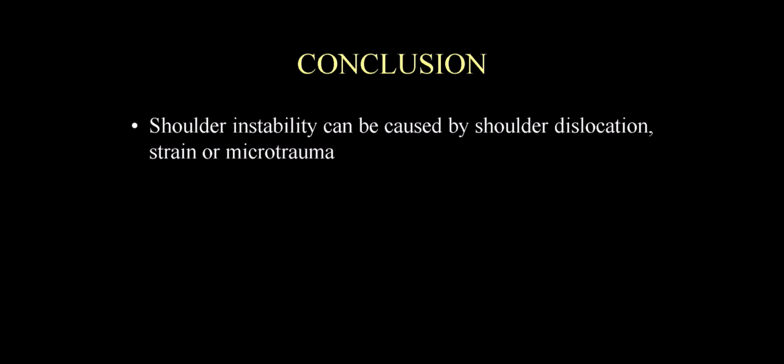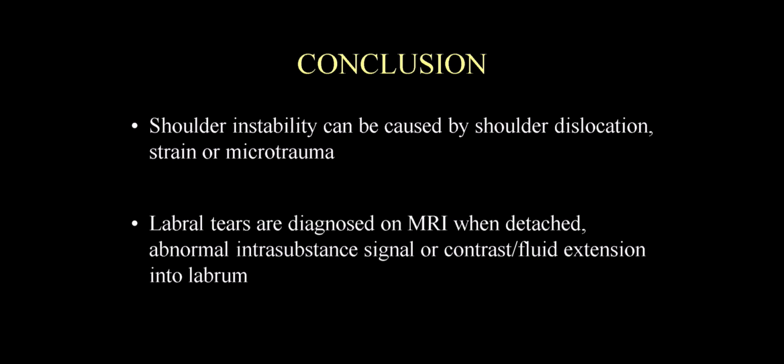So in conclusion, for the didactic part, shoulder instability can be caused by either shoulder dislocation, most commonly anteriorly, repetitive strain, or microtrauma. To diagnose the labral tear, you want to say, is it detached from the glenoid, or is there abnormal signal or contrast going into the substance of it?